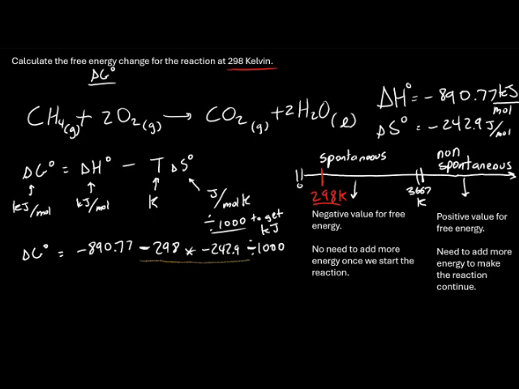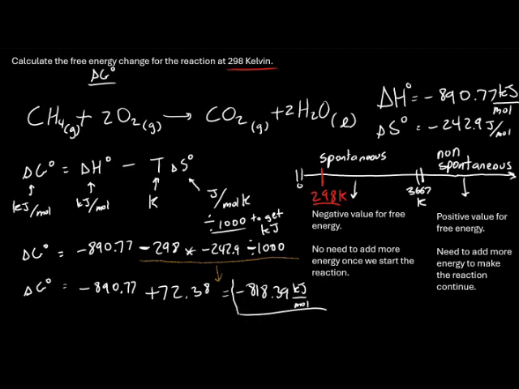In our order of operations, let's handle this multiplication and division chain first. We'll take 298, negative, times -242.9, divide by 1,000. When we multiply, we will get positive 72.38. To complete our math, we'll take that 72.38 and subtract 890.77. When we go to the calculator, we'll get negative 818.39. This will be in kilojoules per mole. So now, not only do we know the reaction is spontaneous, we know how much free energy is going to leave the system.